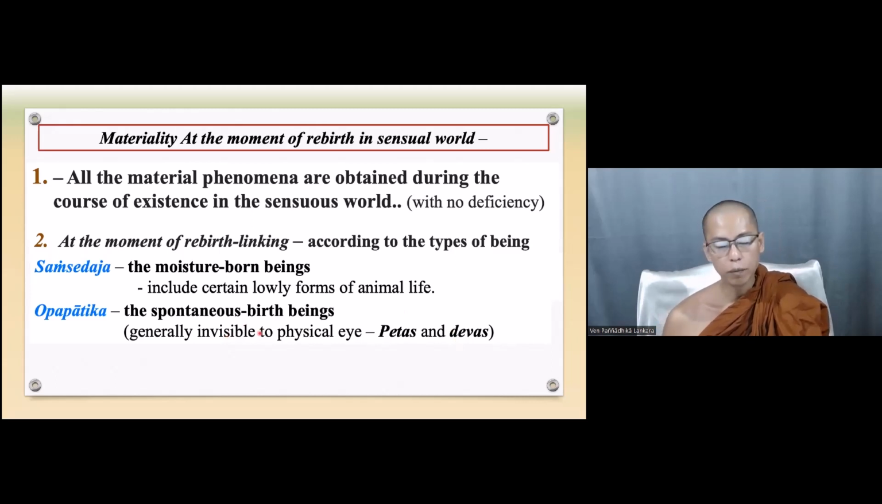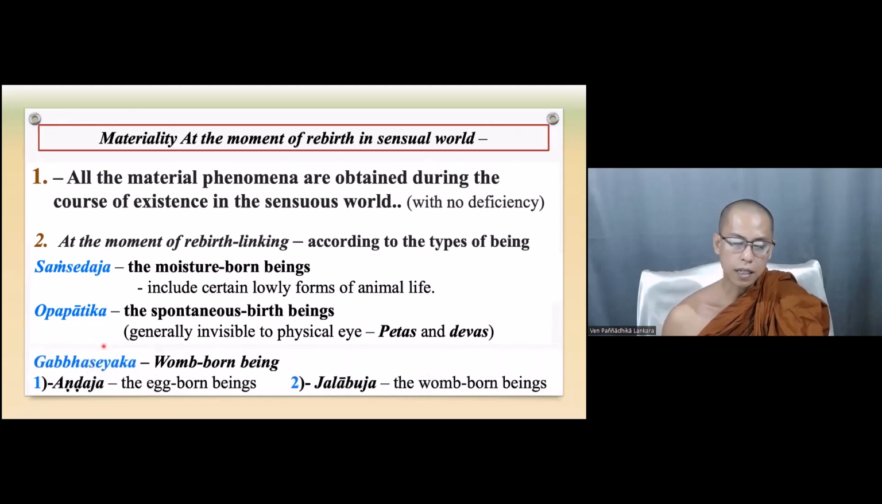Even the human beings at the beginning of the world cycle, the first human beings, are also Opapatika, spontaneous birth beings, because they don't have a mother. Like a Brahma, they come to appear in the world, but they are human. That is another type we can find in the sensual plane of existence.